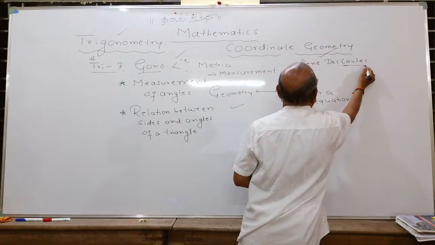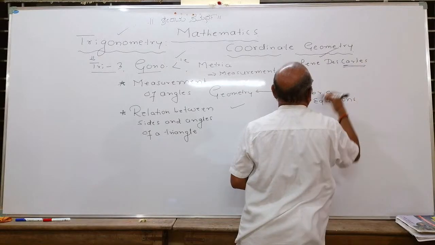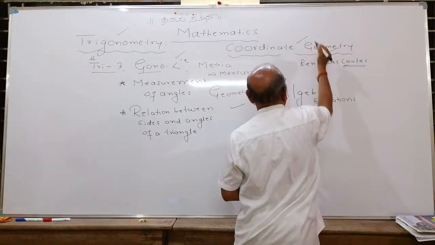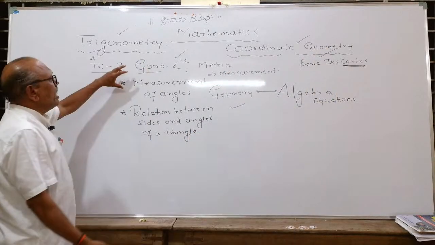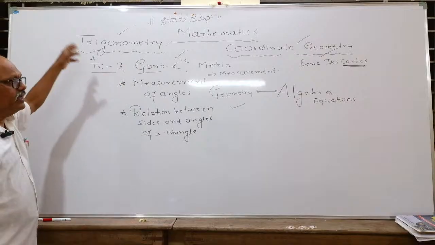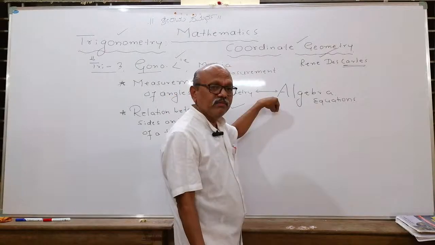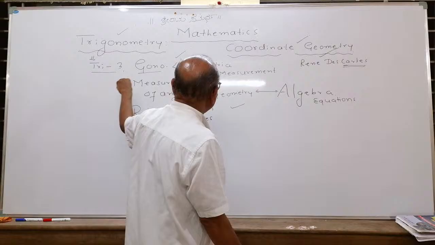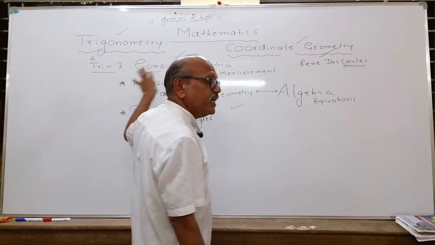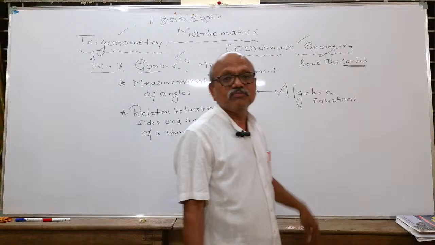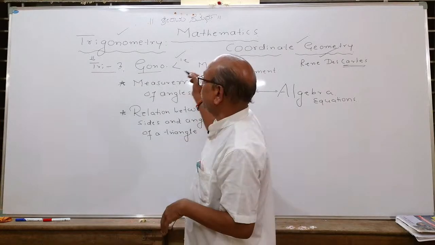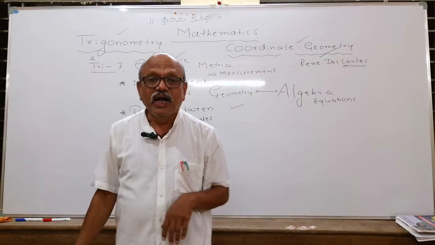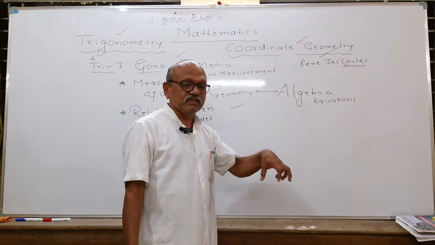Descartes started this particular branch. It is also related with geometry only. Trigonometry has its base in geometry. Coordinate geometry also has its base in geometry. Therefore, these two branches originated from geometry only. Geo means earth, metria means measurement. To measure the earth, geometry was started. And geometry is the base to develop these two branches.